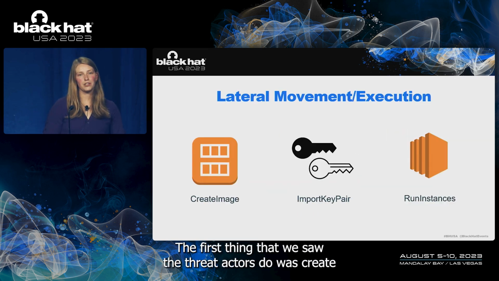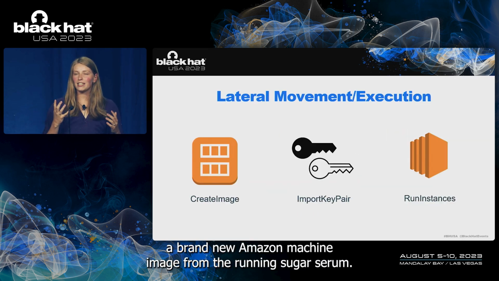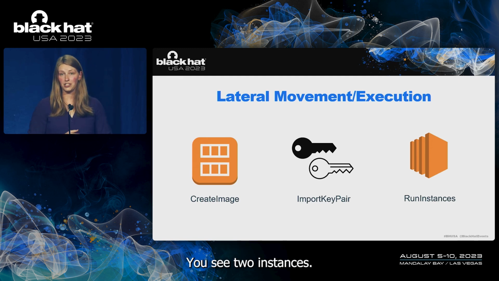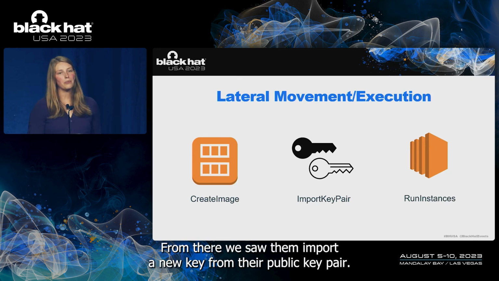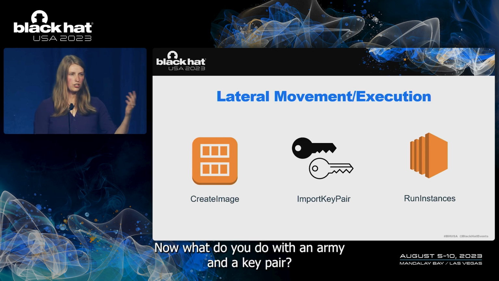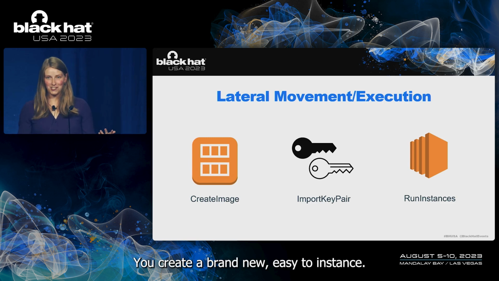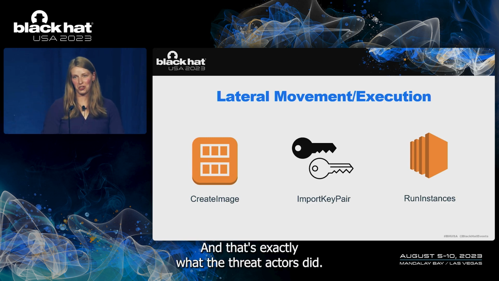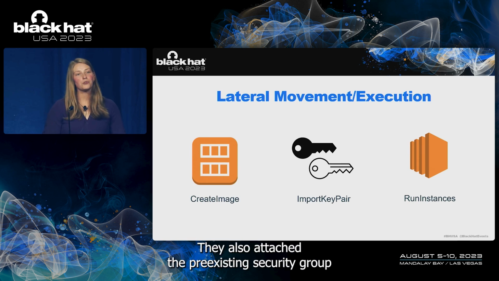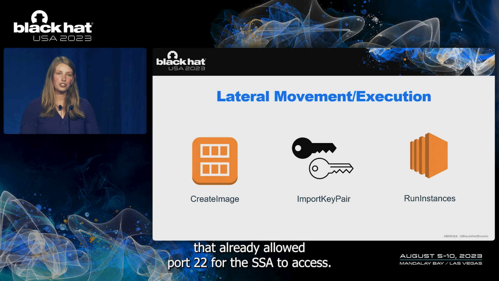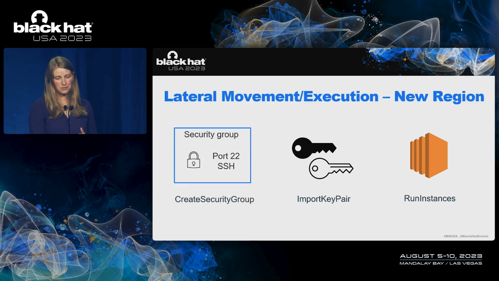The first thing that we saw the threat actors do was create a brand new Amazon machine image from the running SugarCRM EC2 instances. From there, we saw them import a new key from their public key pair. Now, what do you do with an AMI and a key pair? You create a brand new EC2 instance. And that's exactly what the threat actors did. They also attached the pre-existing security group that already allowed port 22 for that SSH access.